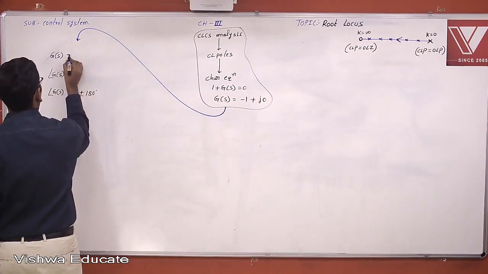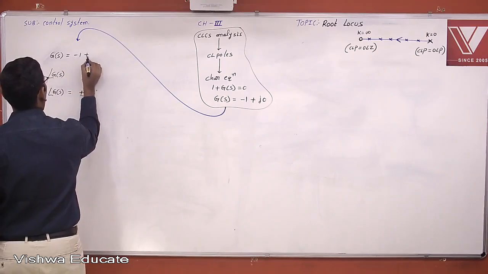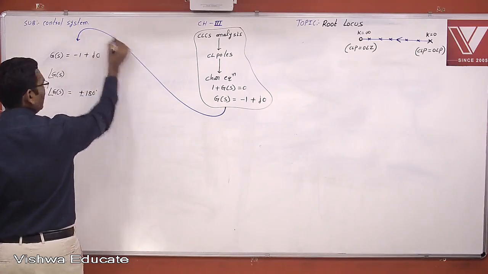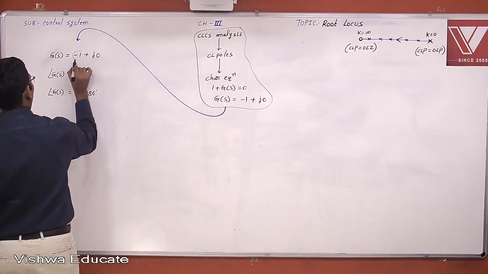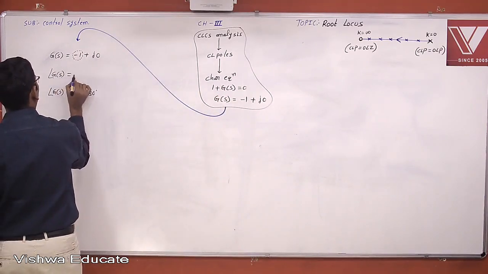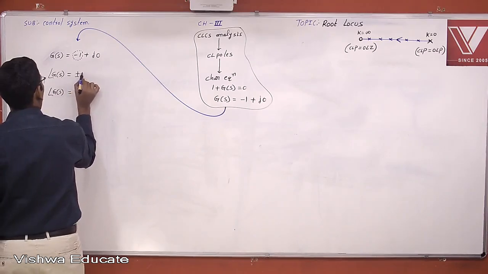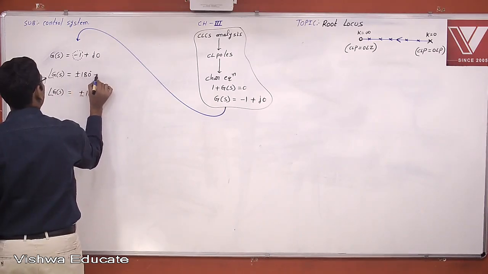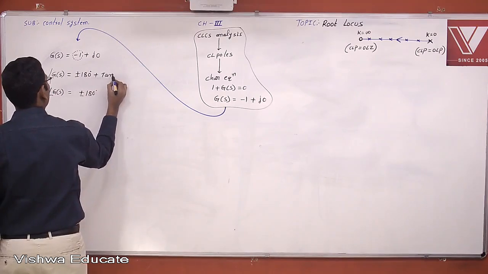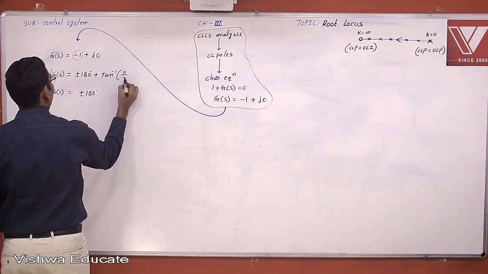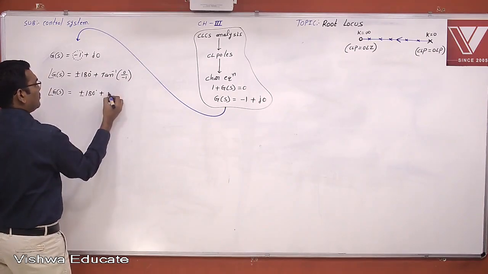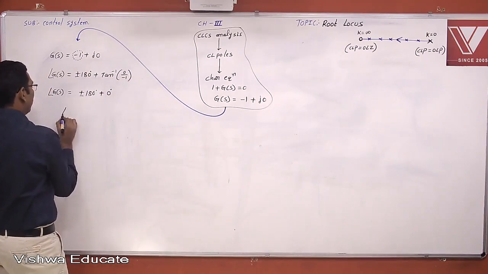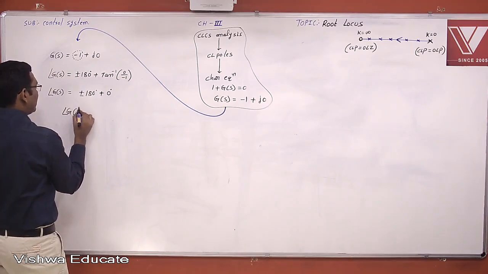Because now see here, G of s equals minus 1 plus j0. This is the characteristic equation. Now this is the real part, and the real part is negative. Now how are we measuring the angles? Angle is plus or minus 180 degrees plus tan inverse of imaginary part by real part. Therefore, plus or minus 180 degrees plus tan inverse 0, which is 0 degrees. Therefore, the angle of the open loop transfer function.